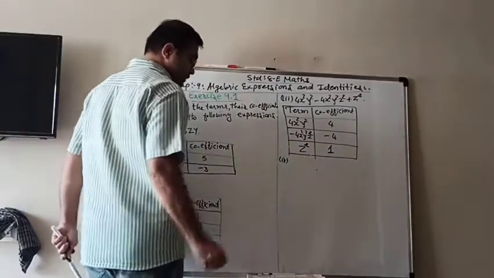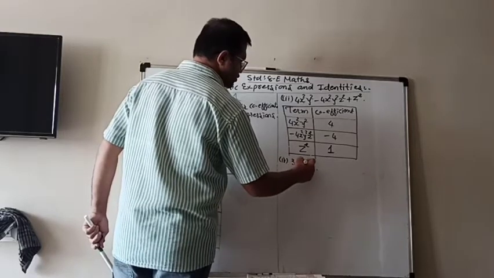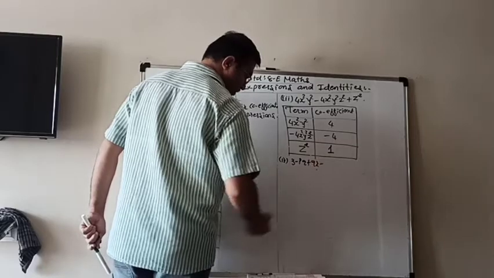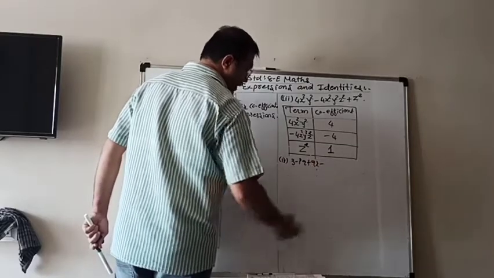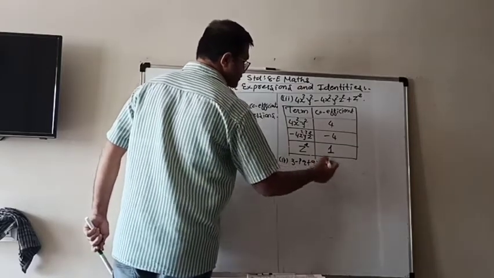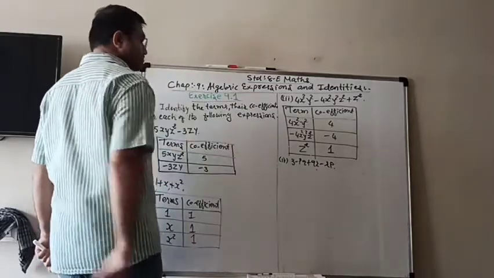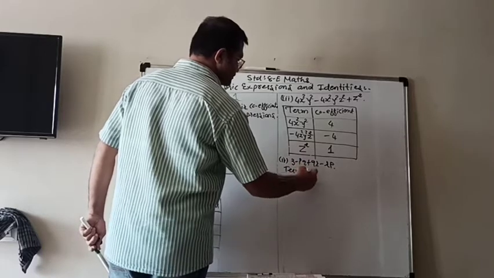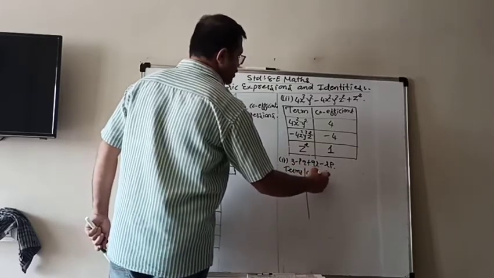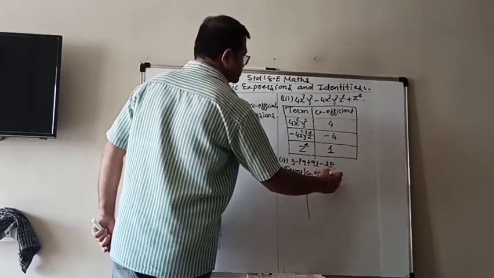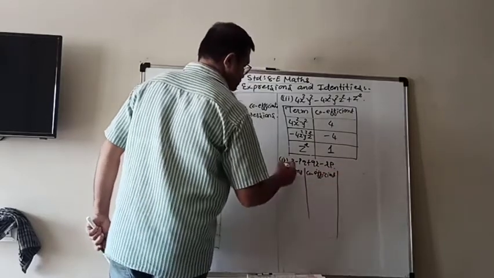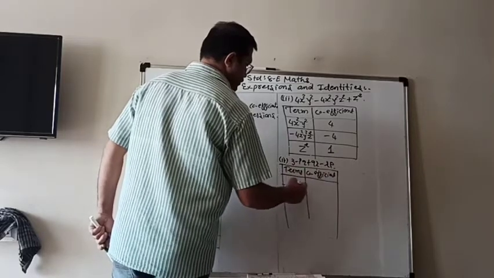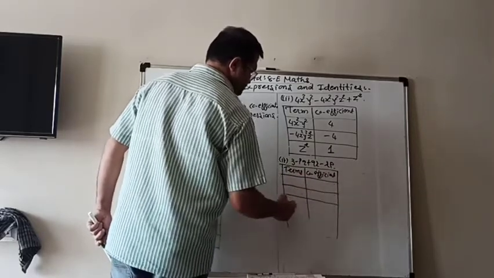Fourth, 3 minus PQ plus QR minus RP. So there are 4 terms here. So terms and coefficient. One, 2, 3 and 4.